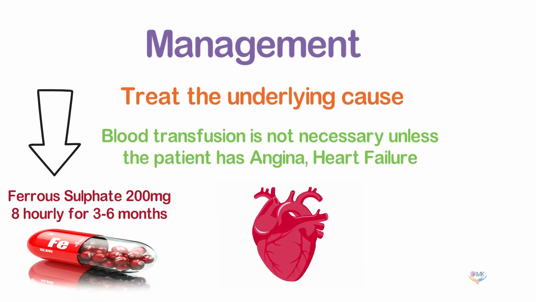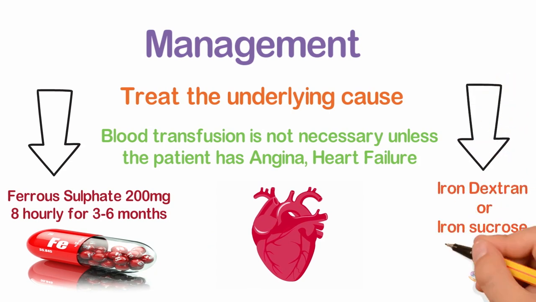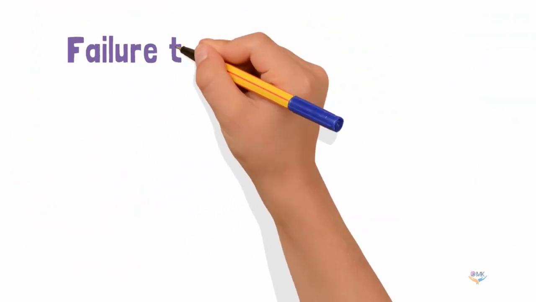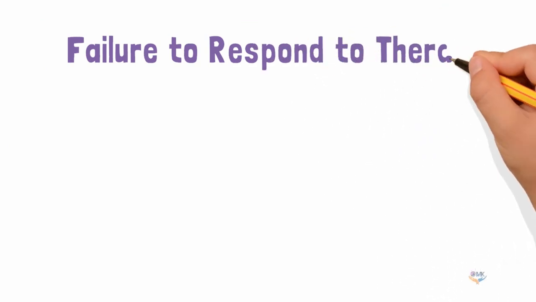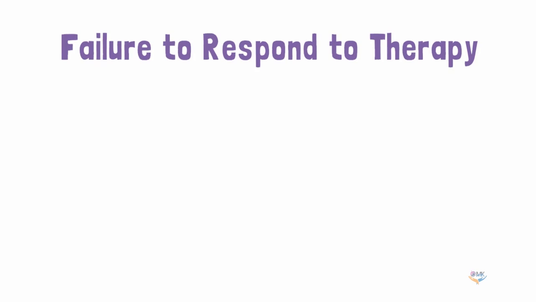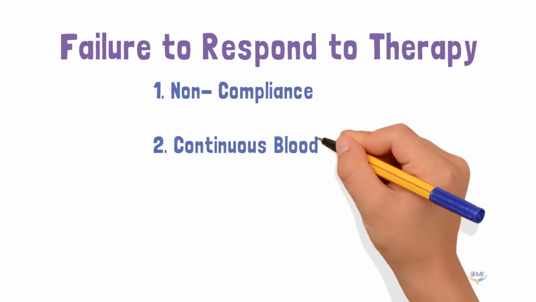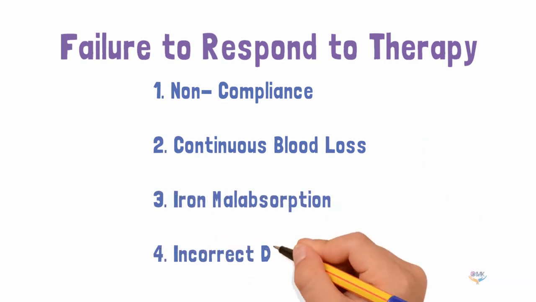Patients with chronic gut disease or malabsorption require iron dextran or iron sucrose parenterally. If there is failure of treatment, then some reasons should be ruled out such as patient non-compliance, continuous blood loss, iron malabsorption, and incorrect diagnosis.